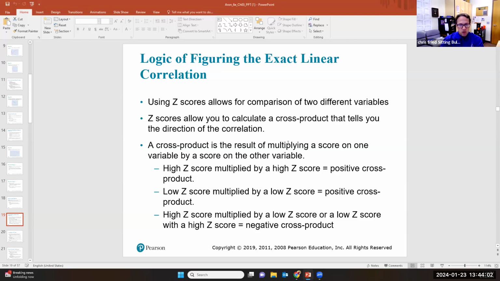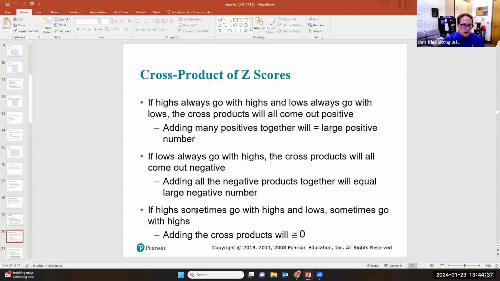So a cross product is a result of multiplying a score on one variable by a score on the other. Here it talks about high z-scores and low z-scores and what those could potentially look like. A high z-score multiplied by a high z-score is a positive cross product. Low multiplied by low is also positive, but if you have a high multiplied by a low, or a low with a high, you're going to have a negative cross product. So the same types of z-scores multiplied together are positive, whereas the opposites, the highs and lows multiplied together, are going to give you a negative cross product.